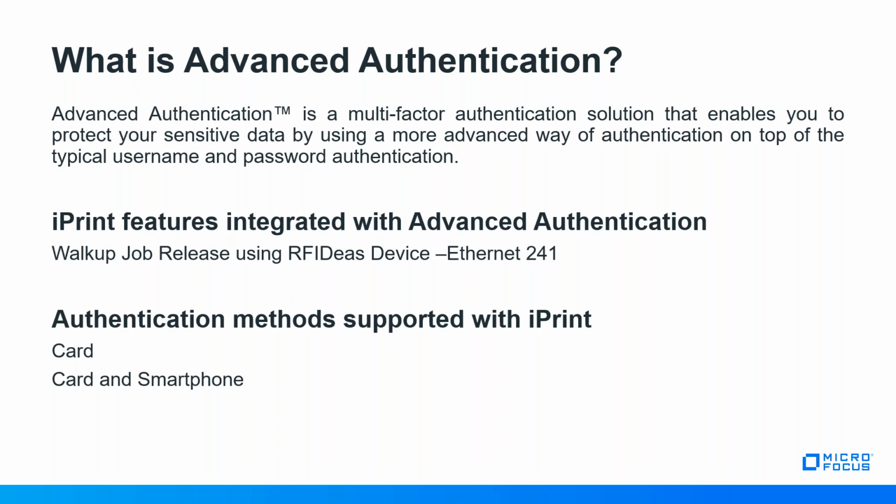So when iPrint integrates with advanced authentication, it does so with the help of a hardware. This hardware is from RFIDs, and the name of this hardware is Ethernet 241. This hardware is capable of reading several different types of badge card IDs, which we then pair up with the second factor authentication to do the multi-factor authentication. So we'll take a look at what we can do today in a bit.